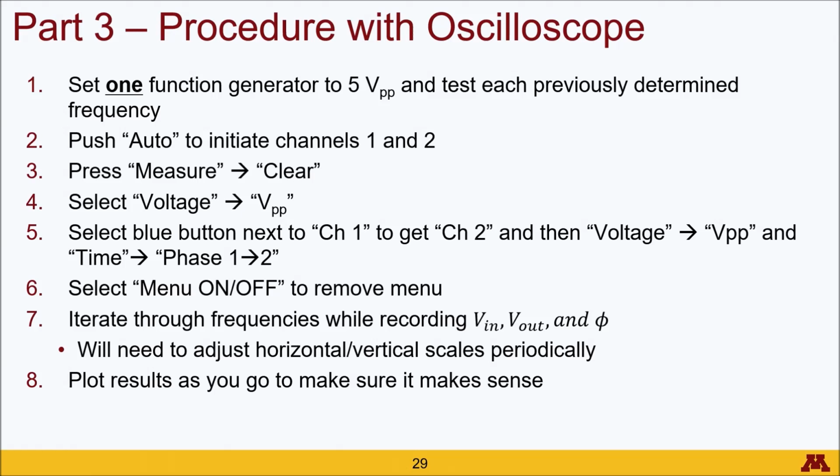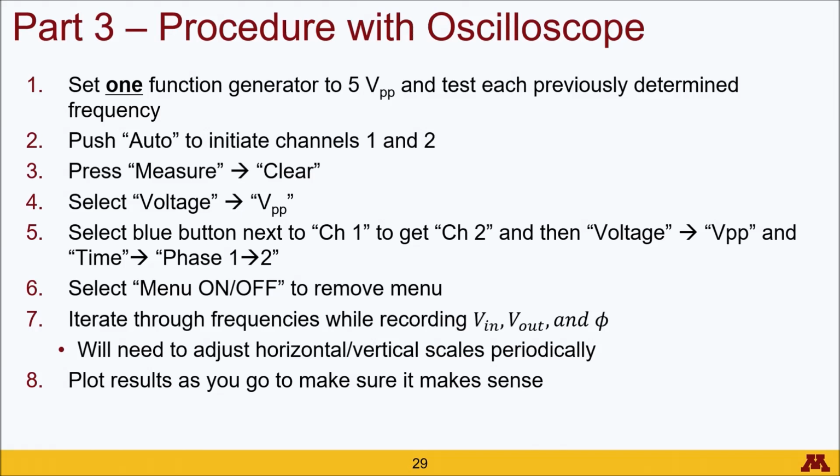So the next piece here is, now we've got the frequencies we're going to use. Now we hook it up to the oscilloscope and have that one function generator plugged in to channels 1 and 2 based upon filtered or unfiltered, and then push auto in order to make sure that both channels 1 and 2 are activated. You want to click on the measure button and clear, just like before. And also, just like before, you want to select voltage and select the V peak to peak. But now this time you'll want not only channel 1's peak to peak, but channel 2's.